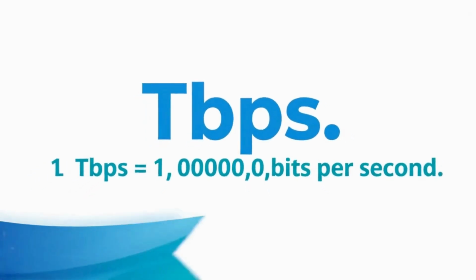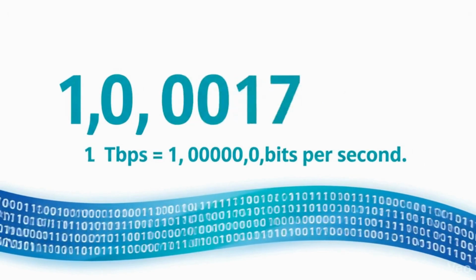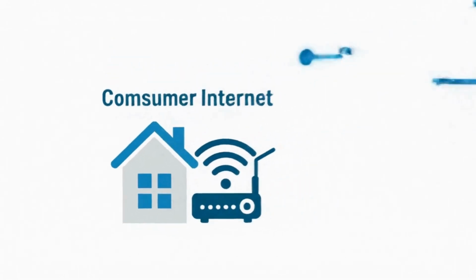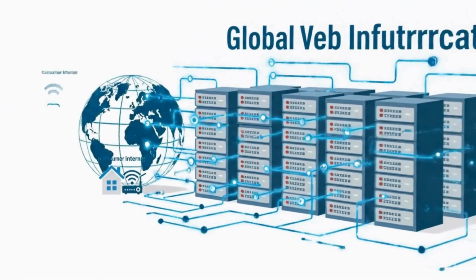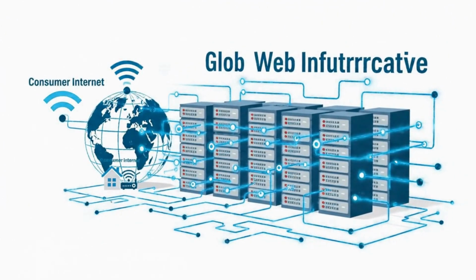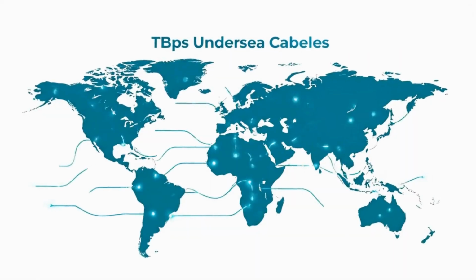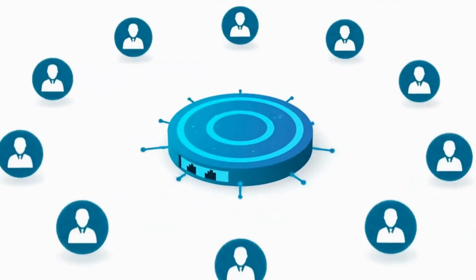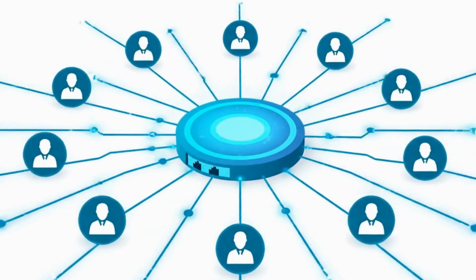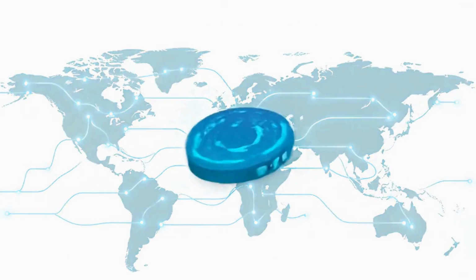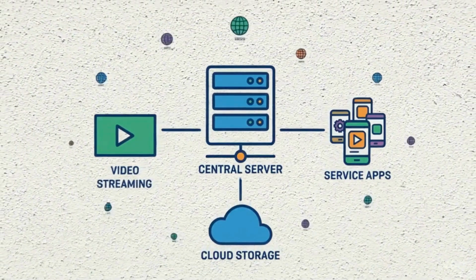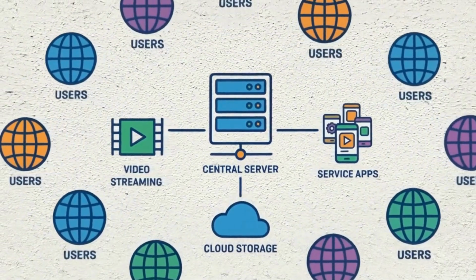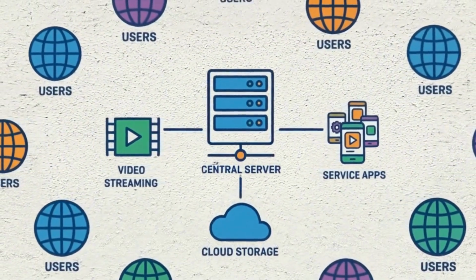Terabits per second, or Tbps, represents 1 trillion bits transferred each second. This level of speed is far beyond consumer internet and exists mainly within the infrastructure that powers the global web. Tbps connections are used in major data routes, including undersea cables that connect continents and massive network hubs that handle traffic for millions of users at once. These speeds allow platforms to stream content, store data, and provide services to users around the world simultaneously without interruption.